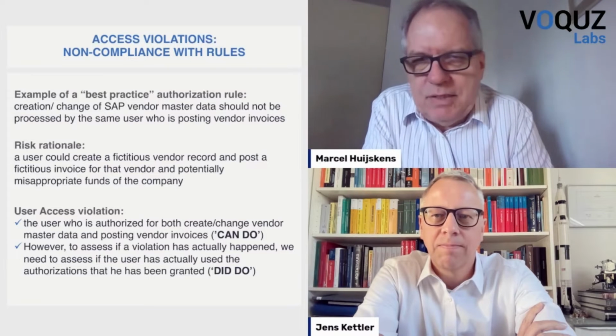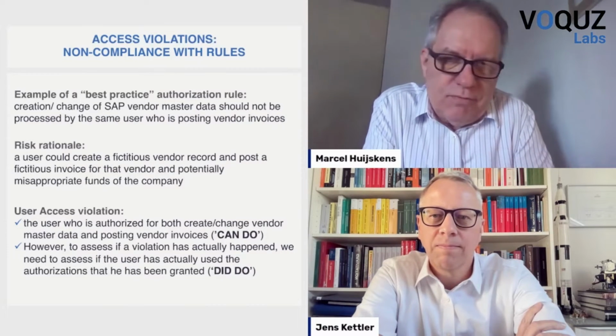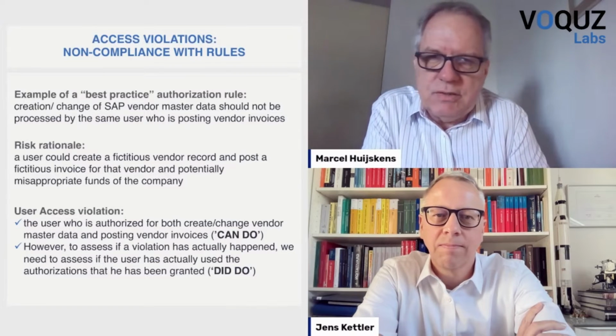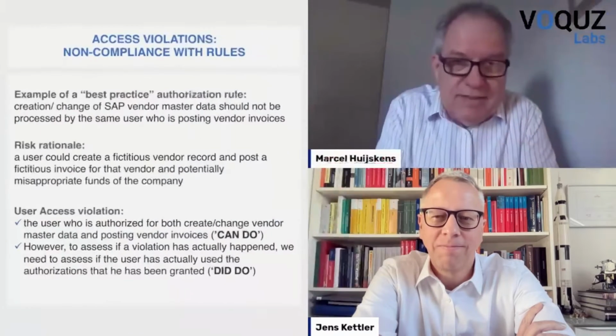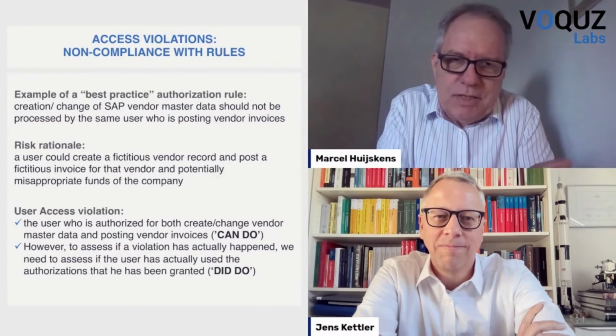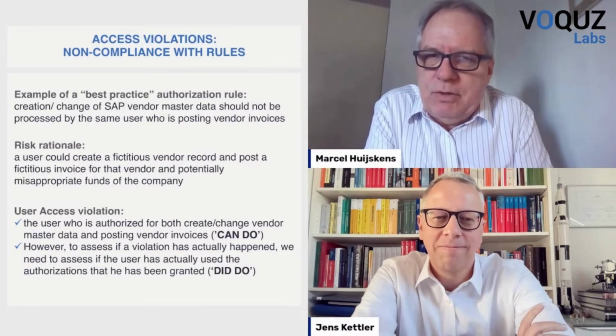So let me give an example that makes it maybe more meaningful. A very common best practice authorization rule in segregation of duties is that those people who are creating or changing the master data for vendors should not be the same persons who are also processing the invoices for these vendors. And of course, people could ask, why is it a risk? Think about it: somebody could create a fictitious vendor in my SAP system, and now I can post a fictitious invoice as well. And if I'm lucky, it's getting paid to my bank account. So that is, in principle, the risk rationale.